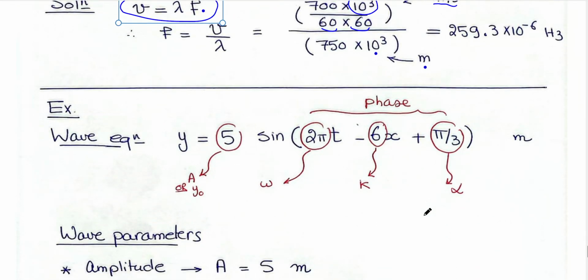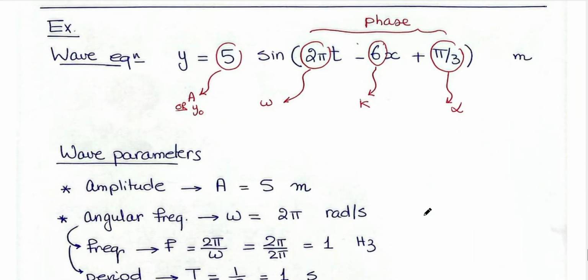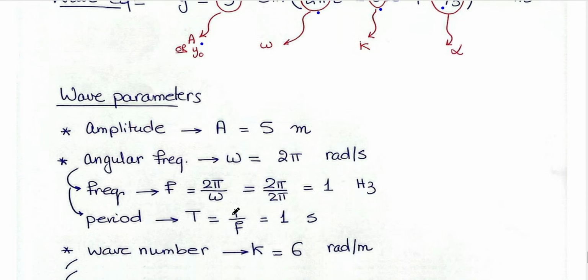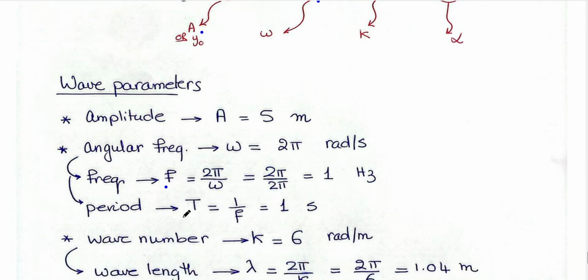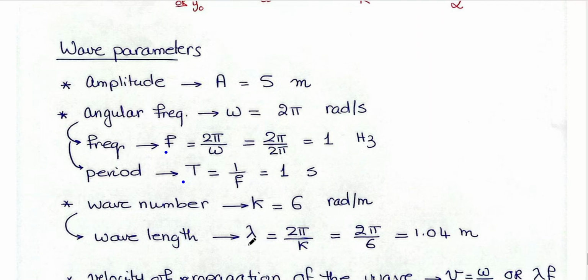The last example we'll discuss, it is given the wave equation. From this wave equation, I want to get all the parameters of the wave. If you read the wave equation, the constant multiplied by the sine is the amplitude. The coefficient of t is omega. The coefficient of x without the sign is k. What is added to omega t minus kx is alpha, the initial phase. Amplitude A, angular frequency omega. From the angular frequency, I can get two things, the frequency and the period. And from k, I can get lambda, the wavelength.